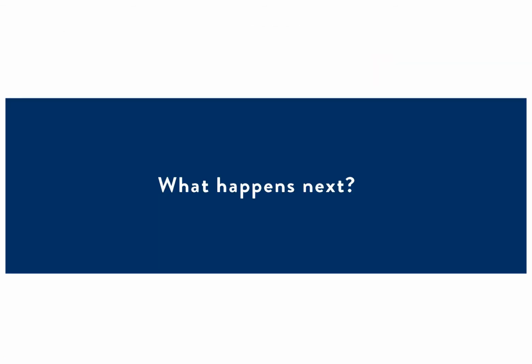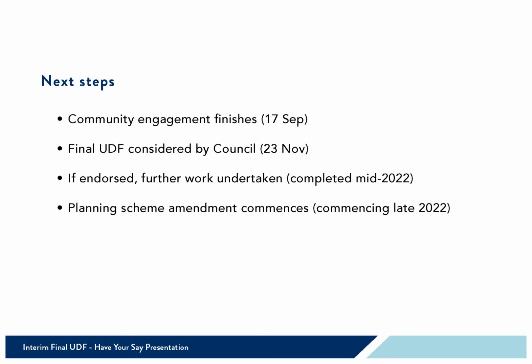Now, let's discuss what happens next. This phase of community engagement on the interim final will finish after a 6-week period at close of business on Friday the 17th of September. We will then review and collate submissions received in order to produce the final UDF from mid-September to October. The final UDF is scheduled to be considered for council adoption on the 23rd of November council meeting.